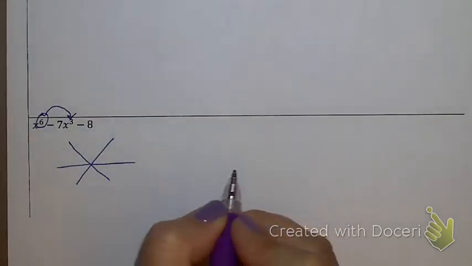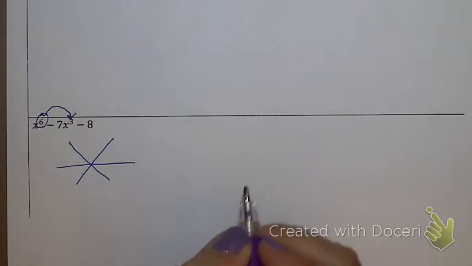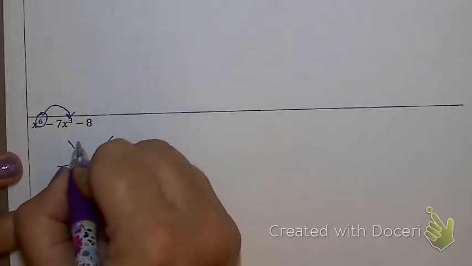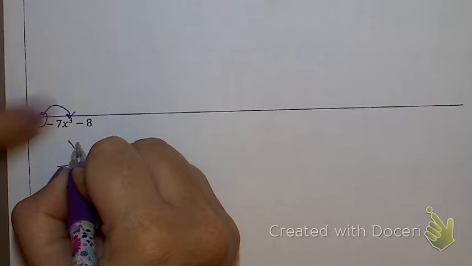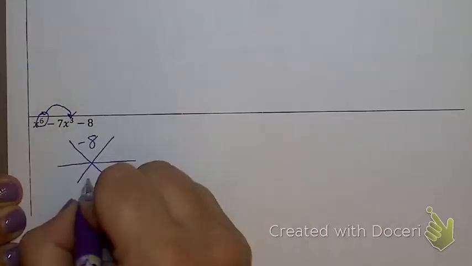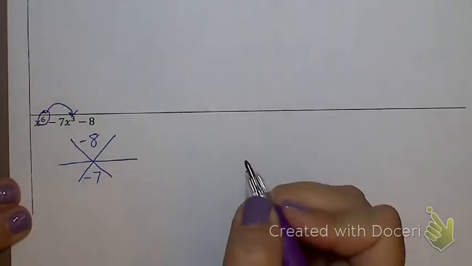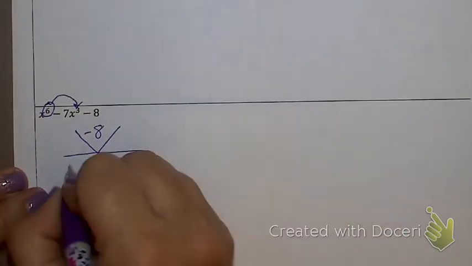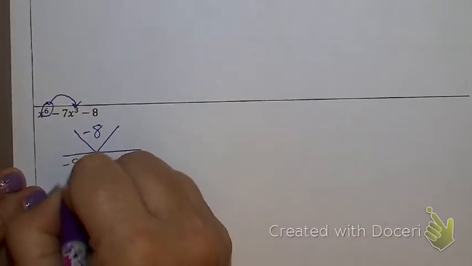This should be a pretty quick snowflake, though, because the numbers are pretty small, right? What goes on the top? 1 times negative 8 is negative 8. What goes on the bottom? Negative 7. Two numbers that multiply to get negative 8 and add to get negative 7. Negative 8 and positive 1.